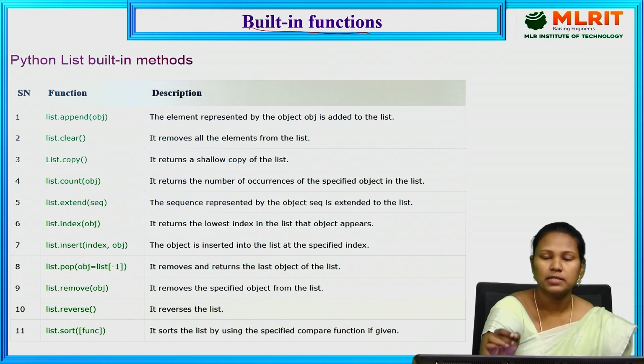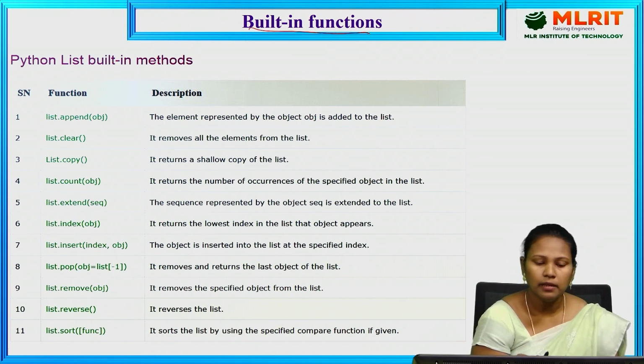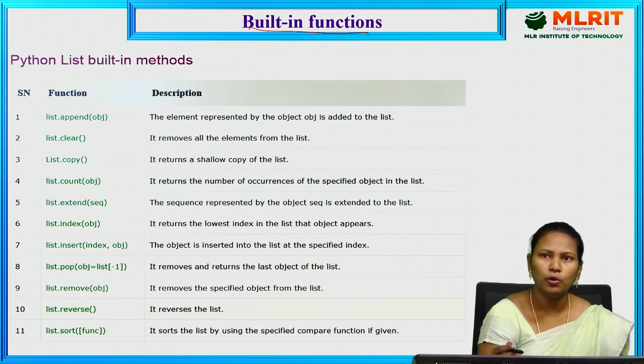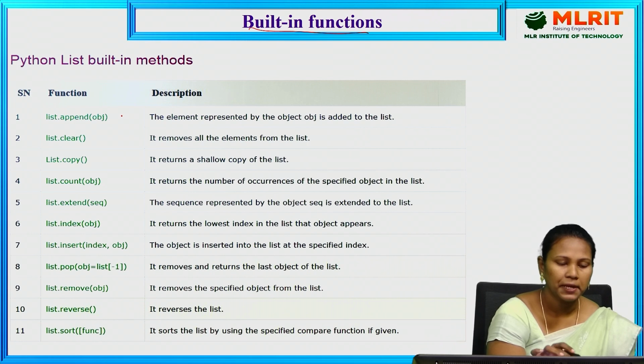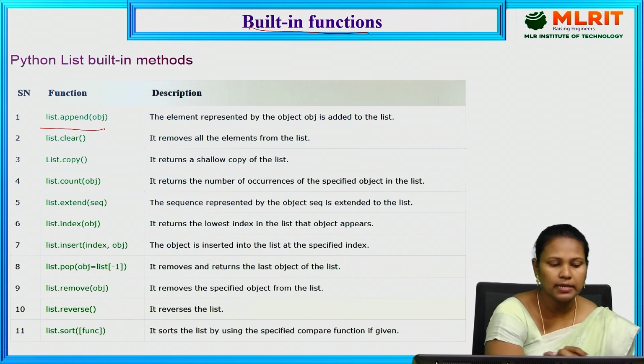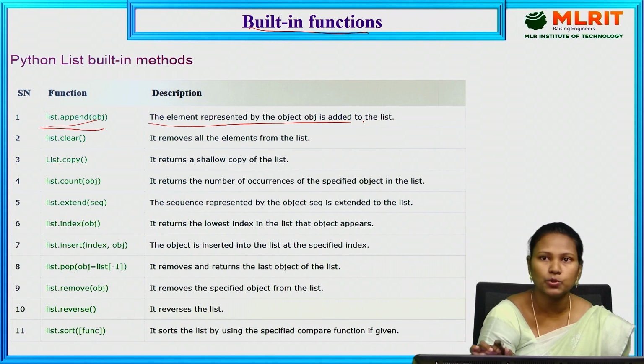So next, built-in functions. In a list we have different built-in functions. If you want to sort the list elements, there is a built-in function for that. We will see all of them; every built-in function has some meaning. The first one is list.append. I already said it is used to add a new element to the list.